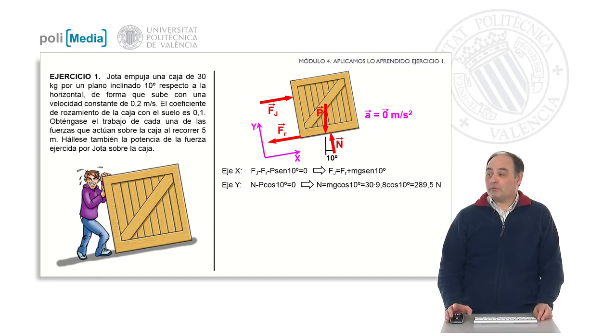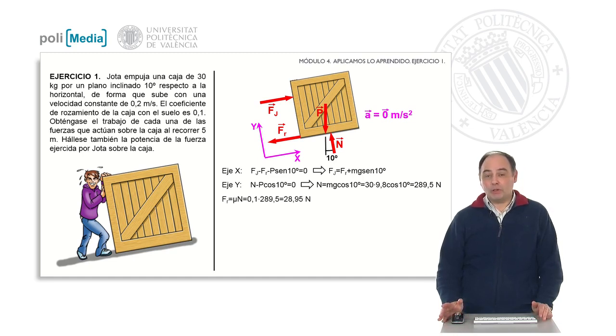On the y-axis we do the same balance. In this case, F_r and F_J have no y component but the normal does, and the weight gives minus P cosine of 10 degrees. The sum of both components is 0 again, because there is no acceleration. From this we can solve for the value of the normal reaction, its modulus, and it turns out to be 289.5 newtons.